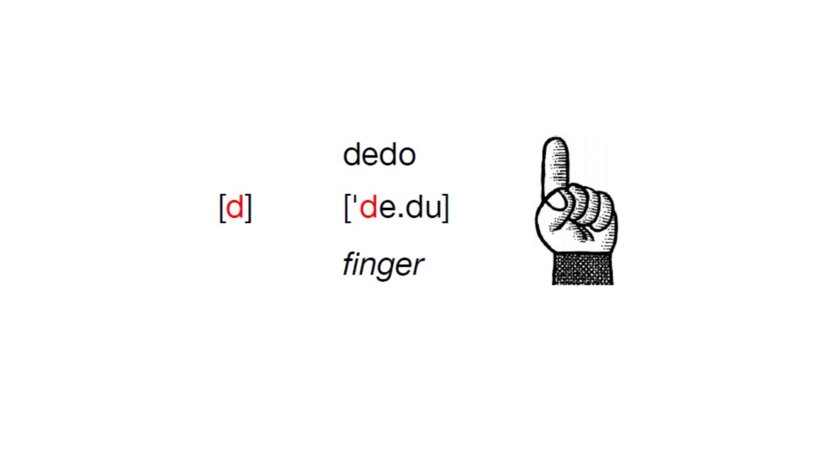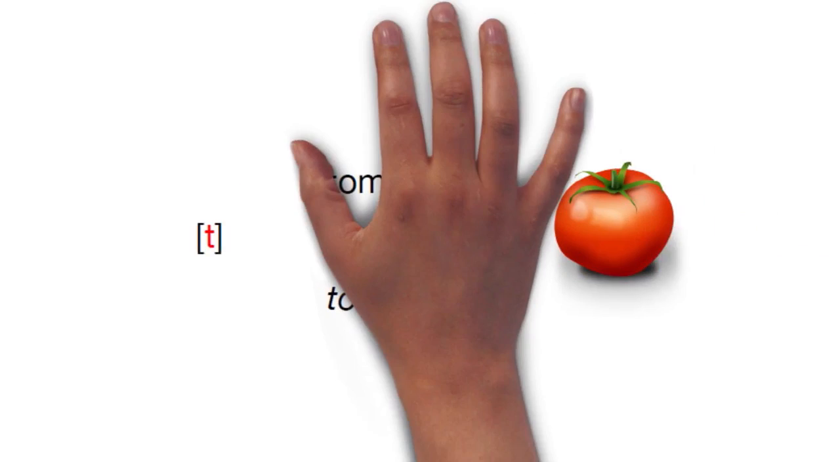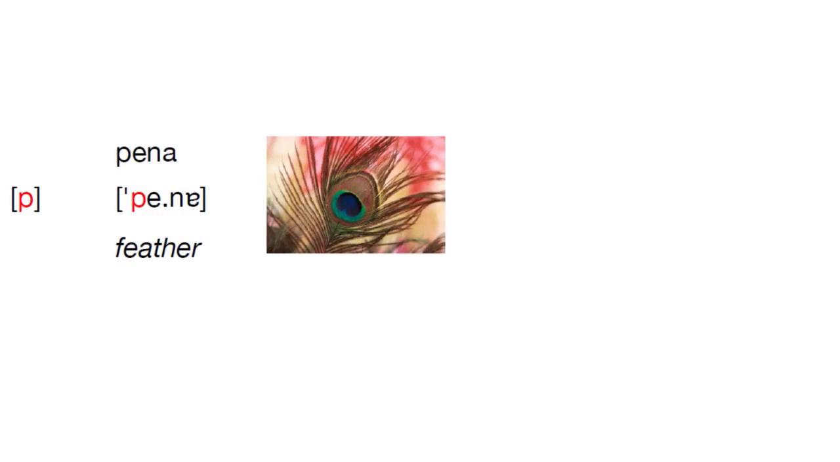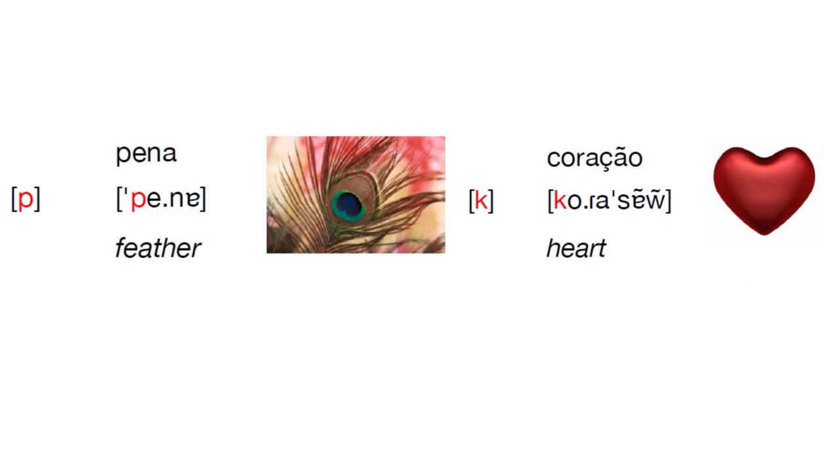There was d as in dedo. This was a D but articulated with the tip of your tongue against your front teeth. And there was t as in tomate. Articulated in that exact same spot and without any big puff of air like we use in English. Then there came p as in pena and k as in coração. Also without puffs of air. And then there was l as in livro. An L pronounced with only the front of your tongue.